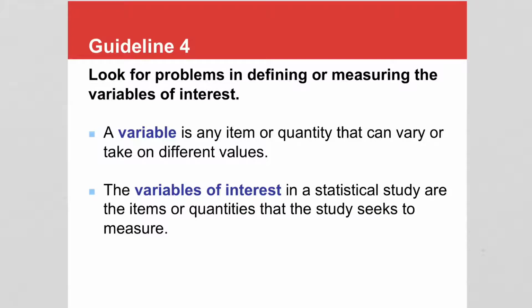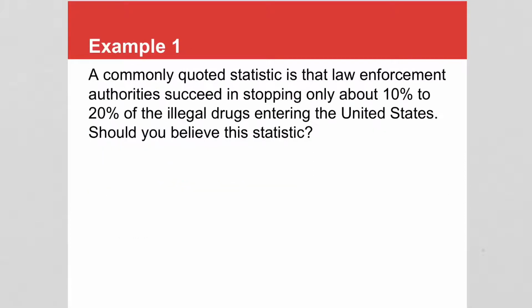Look for problems in defining or measuring the variables of interest. A variable is any item or quantity that can vary or take on different values. And the variables of interest are the items or quantities that the study seeks to measure. To make sure they're clearly defined.